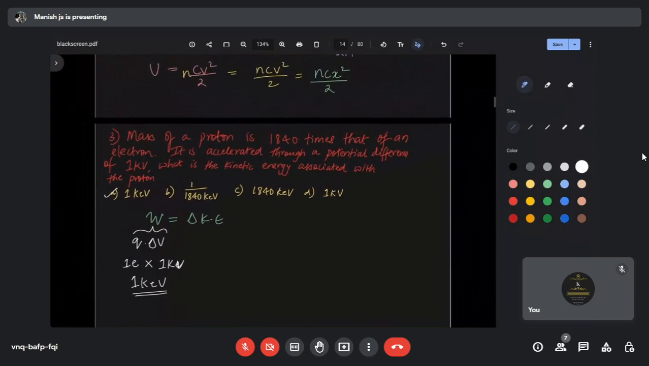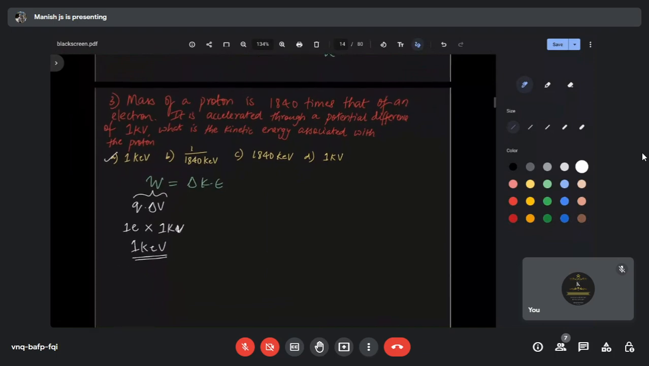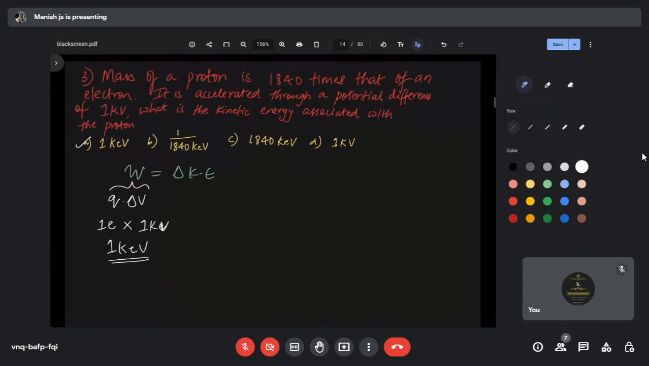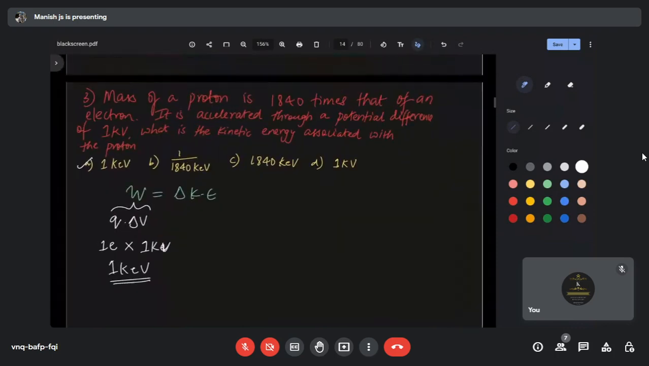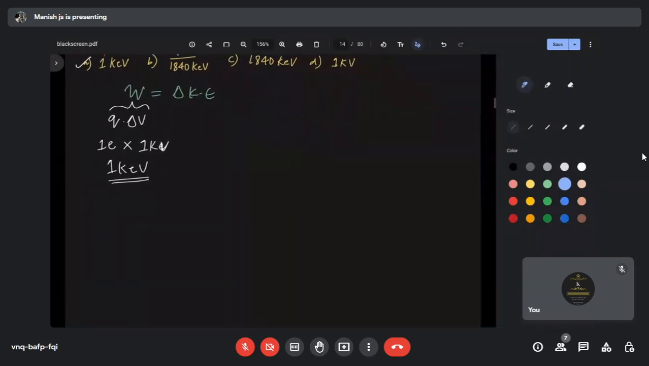Sir, now we will not use the mass of the proton, sir? No, we don't use it. You need not use the relationship. They have just given a relation, which is a fact. So we don't need to use it. Okay. So that's how you do this. Next question.